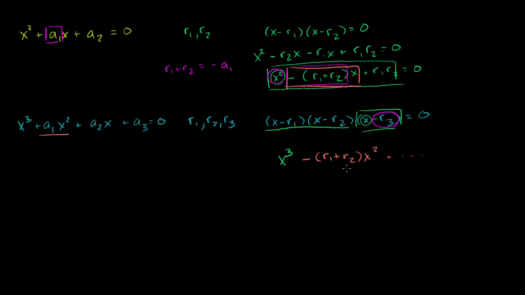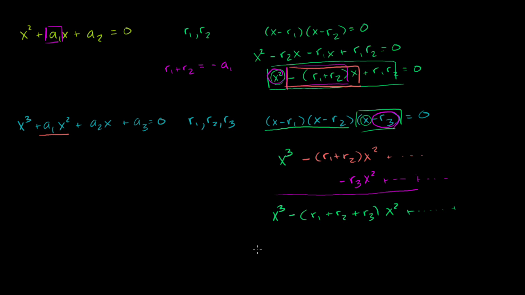this x squared over here. So this is going to be negative r3 times x squared. And then when you multiply this times this, you're going to get something else. And when you multiply this times this, you're just going to get the negative product of all the roots. So that's just something else. And so when we add everything together, you get x to the third, and then what's the sum of these two things? It's negative (r1 plus r2 plus r3) x squared. And then you're just going to have a bunch of other stuff that we didn't take the time to add.